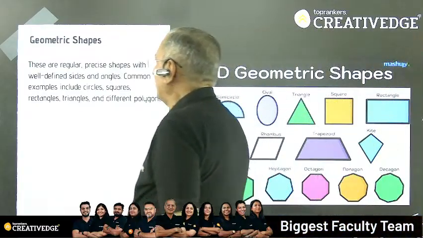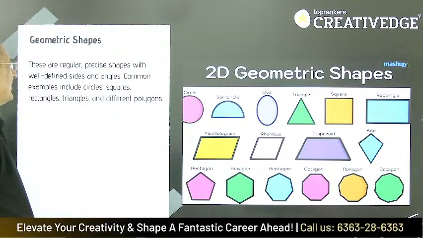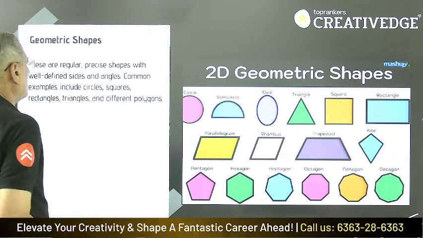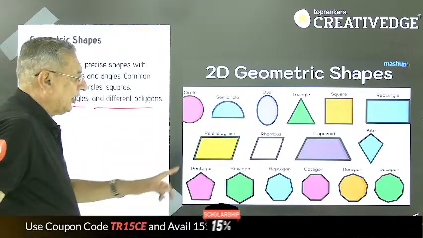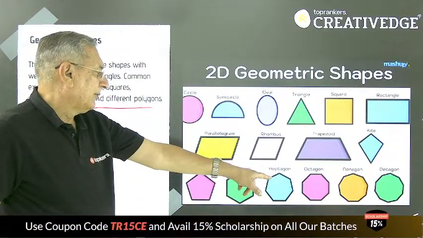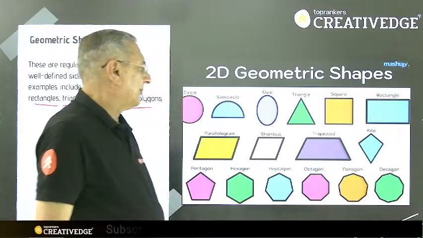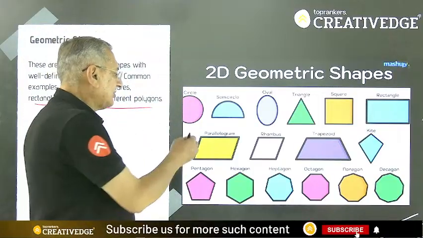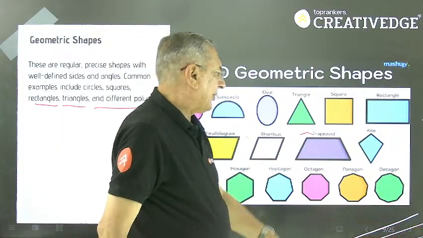Some more geometrical shapes. These are regular, precise shapes with well-defined sides and angles. Common examples include circle, square, rectangle, triangle, and different polygons: pentagon, hexagon, heptagon, octagon, nonagon, decagon. There are other shapes also: parallelogram, rhombus, trapezoids.